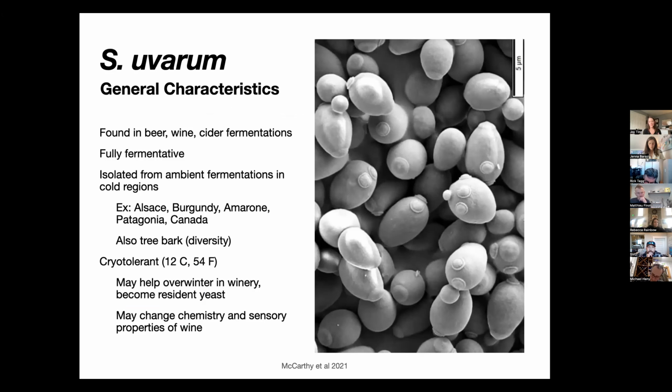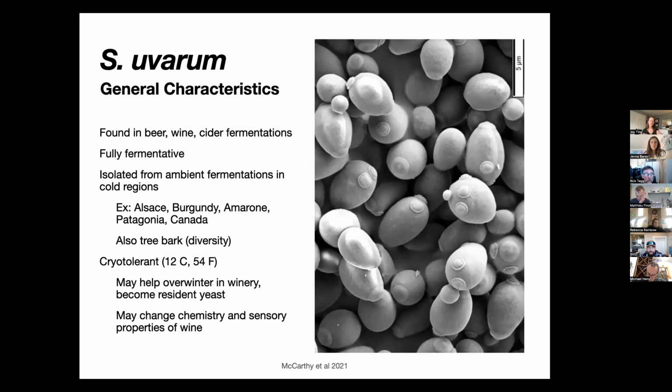So for example, there's a winery in Alsace whose resident winery yeast is actually an Uvarum, not a Cerevisiae, but also in other cold regions. It's also found in tree bark. So companies are looking at tree bark at this point to say there's a lot of diversity of Uvarum over there. Are there other strains that we can raise up for particular reasons?